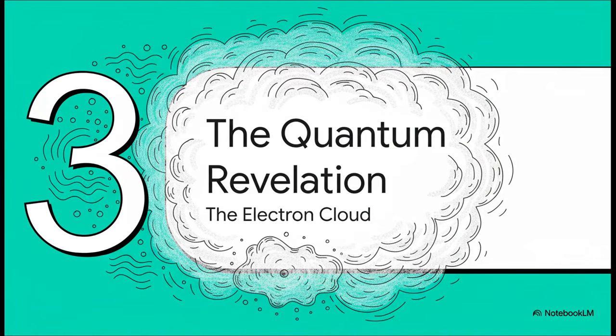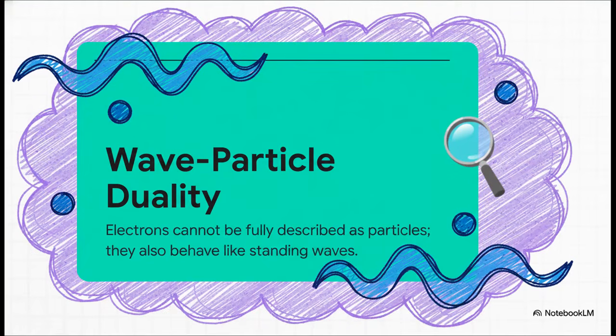This brings us to the quantum revelation. It's time to say goodbye to those nice, neat orbits and say hello to the bizarre, fuzzy world of the electron cloud. Okay, so this is the absolute cornerstone of quantum mechanics. So get ready. An electron isn't just a tiny ball. It's also a wave. At the same time, which means it doesn't follow a clean path at all. Instead, it kind of exists everywhere at once in this fuzzy cloud of probability.